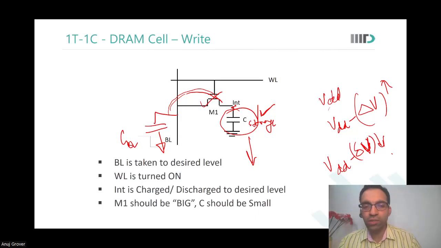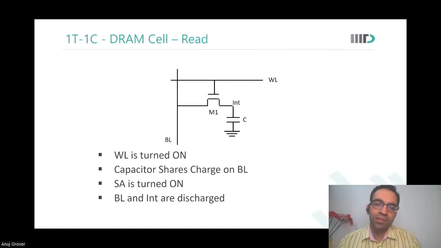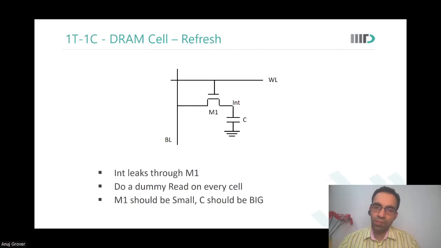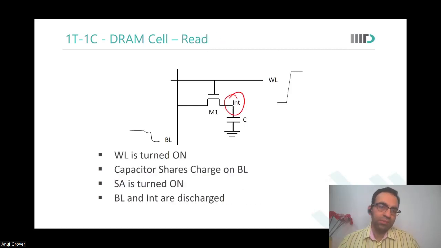But there is an opposing constraint also. That opposing constraint is that the M1 should also be large. But if we come to that, let us first look at how the read operation happens. To do the read operation, the word line would turn on and this capacitor would share charge onto the bit line. And then the sense amplifier turns on and both INT and bit line are discharged. Are you able to see this? So where would the bit line pre-charge be over here?